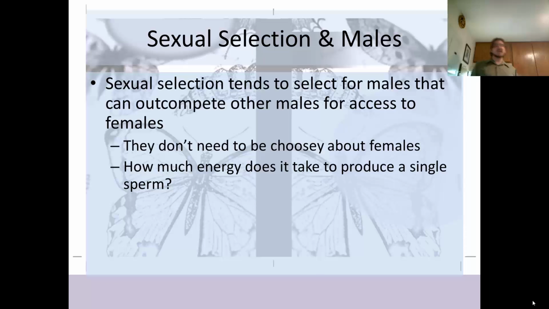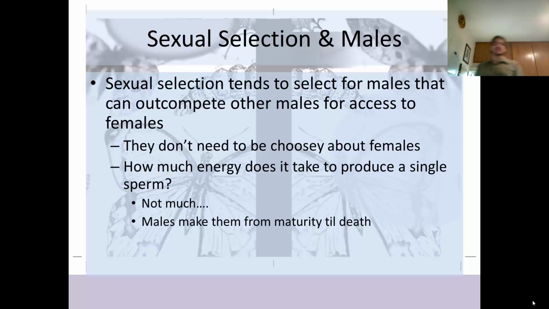Male gametes are cheap. The energy required to make a single sperm is very, very low. Compare the size of a sperm and the size of an egg. It's like comparing the head of a pin and an orange. Which one do you think might cost less energy to make? A sperm. So sperm are dirt cheap, and thus men make tons, and we make them from sexual maturity on to death. Only death stops us from making more sperm.